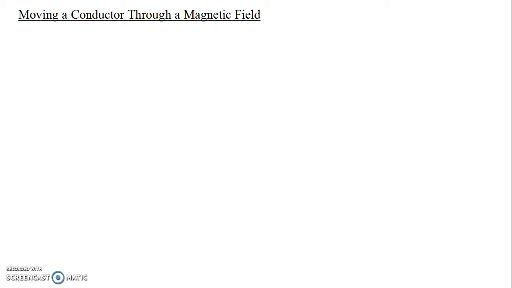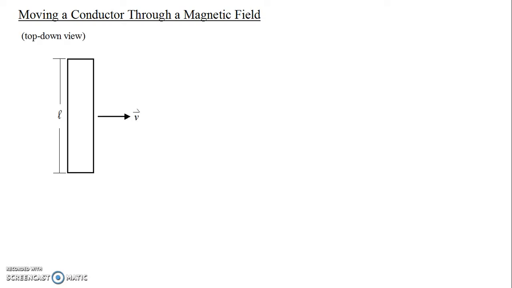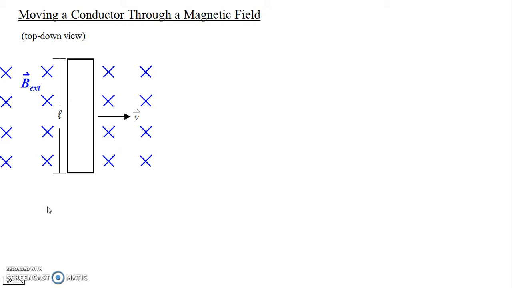We're going to take the example of moving a conductor through a magnetic field. So let's draw a picture of what's happening. Let's say we're looking at a top-down view. We're looking down at this. And here's this bar, which is a slab of metal, some sort of conductor of length L. We're going to move it to the right at a velocity v inside a magnetic field, which is going to be pointing, in this case, into the page.